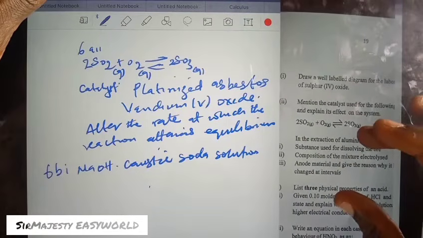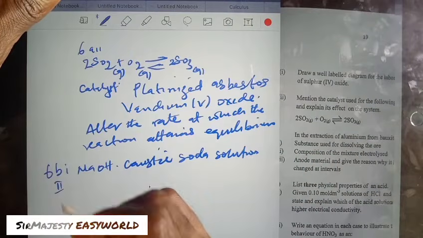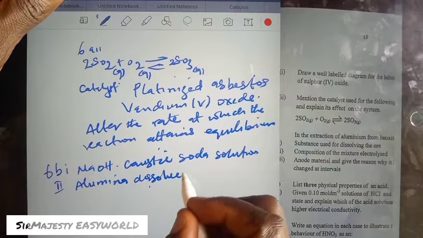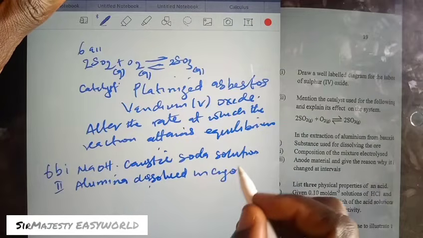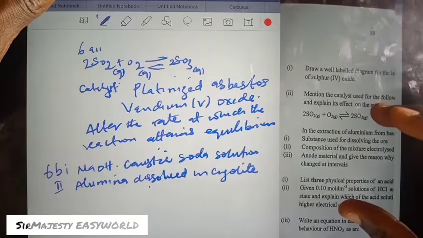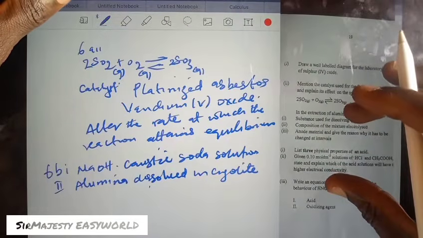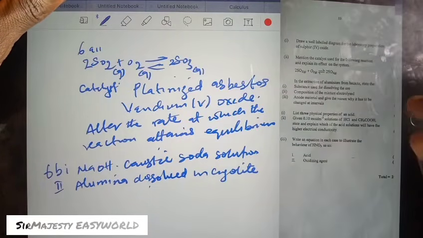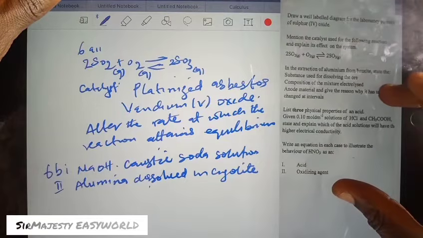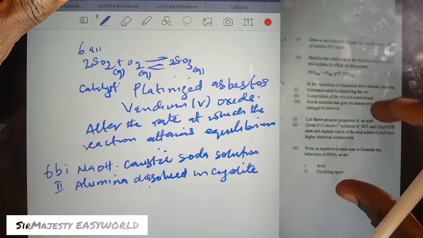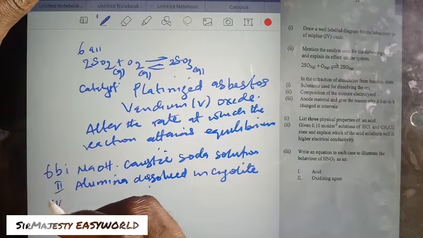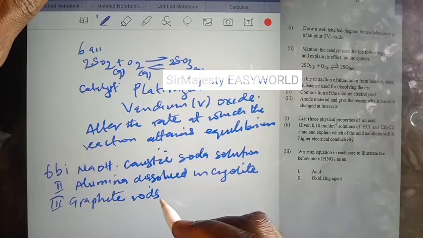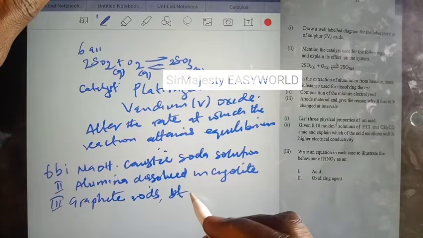Then the next one is the composition of the mixture electrolyzed. 6BII, the mixture electrolyzed is a mixture of alumina dissolved in cryolite. So that's the substance electrolyzed. Then the anode, they say, in the extraction of aluminium, state the anode material and give the reason why it has to be changed at intervals. Simple, the anode material is graphite rods.